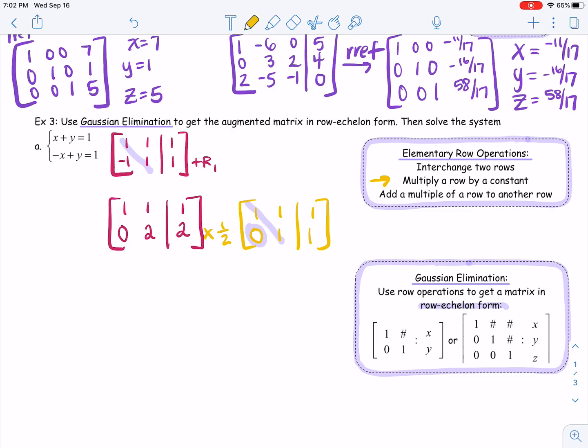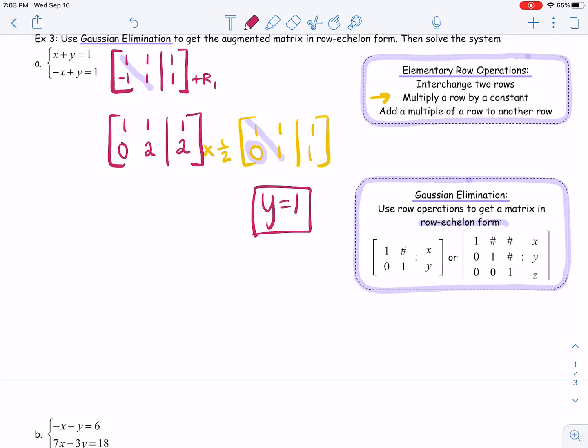So what does this mean? Well, this means that my y is equal to 1. That's what that bottom row means. Well, if I know that y is equal to 1, I now know my top row is representing x plus y equals 1, but y is 1. So that means x is 0.